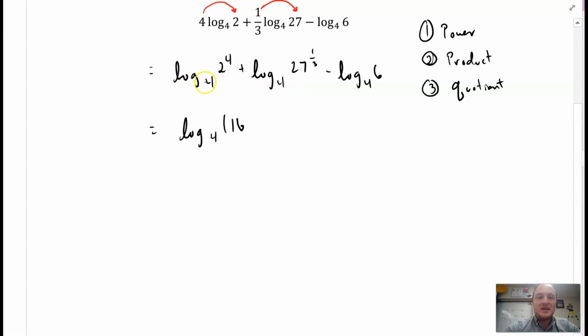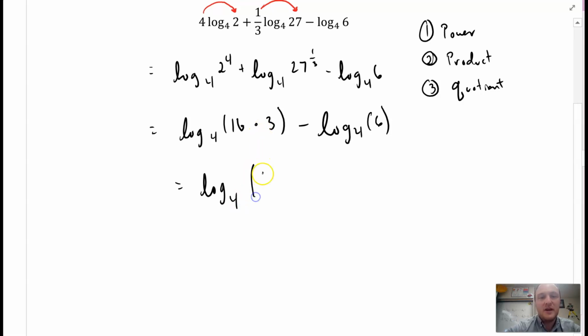And notice I'm adding these. So can't I combine these? I'm going to multiply them. So 27 to the 1/3 power, that's 3. Log base 4 of 6. And now I'm subtracting, the same base, so I can go ahead and divide the arguments. So log base 4, what's 16 times 3? 48. Good job. Divided by 6, which gives us log base 4 of 8.